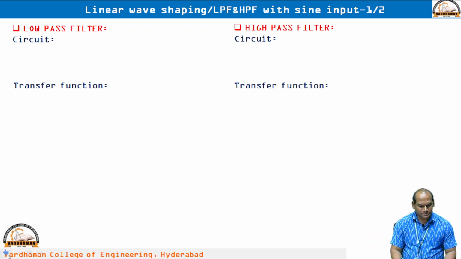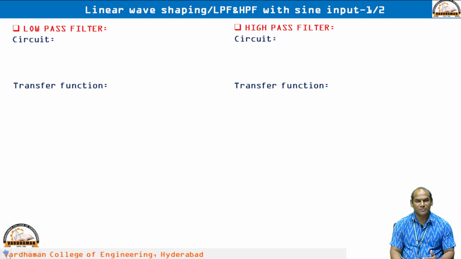Now we will see low pass filter and high pass filter with sinusoidal input. Okay. So, generally for the linear circuit, if you apply sine wave as the input, the wave shaping will not be done. What is the meaning of this? If you apply sine signal as the input, whatever output you are getting, that output shape will not be different from the input shape.